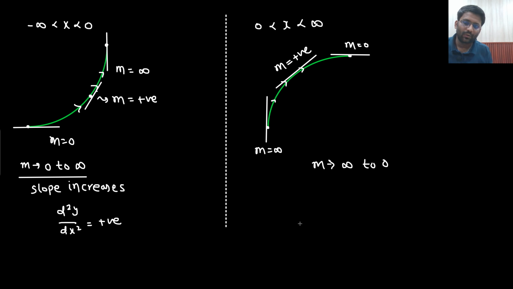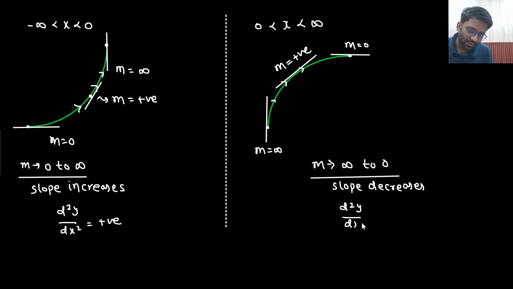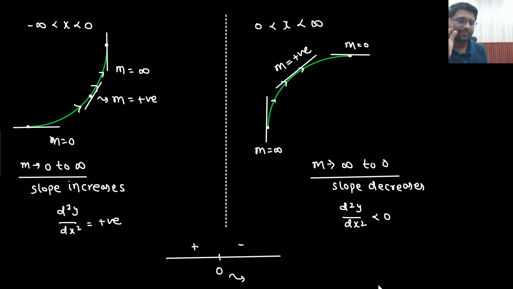What does that mean? The slope decreases. With the increase in x, if the slope decreases, what does that mean? d2y by dx2 becomes less than 0. So if I talk about d2y by dx2, at x equals 0 the scenario was changing. Here it is negative and here it is positive. That means at this particular point, something is happening.